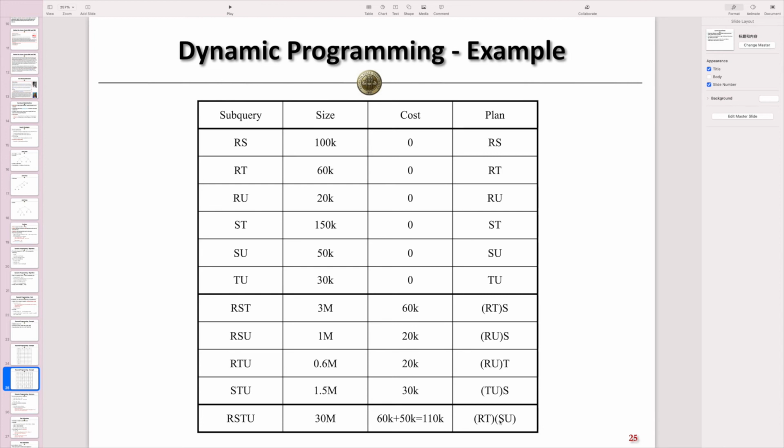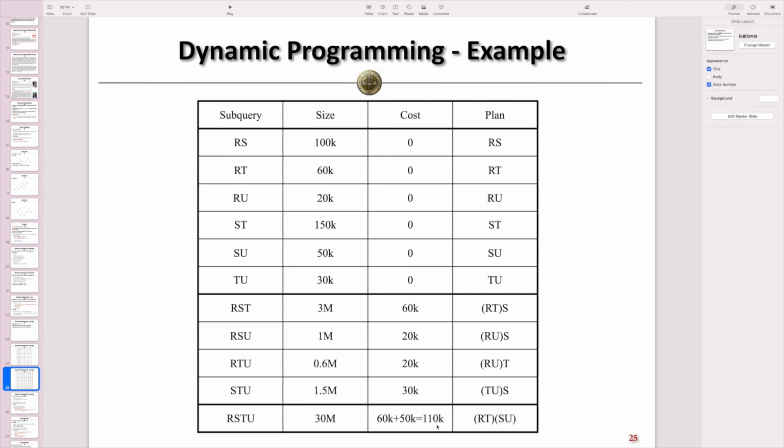The optimal combination is RT joins SU, and the cost introduced by this combination will be 60K plus 50K, because this cost will be equal to the cost of RT plus the cost of SU plus the size of RT plus the size of SU. The cost of RT and the cost of SU are both equal to 0, the size of RT equals 60K, and the size of SU equals 50K. Therefore, the cost for the RSTU according to this plan will be 110K.